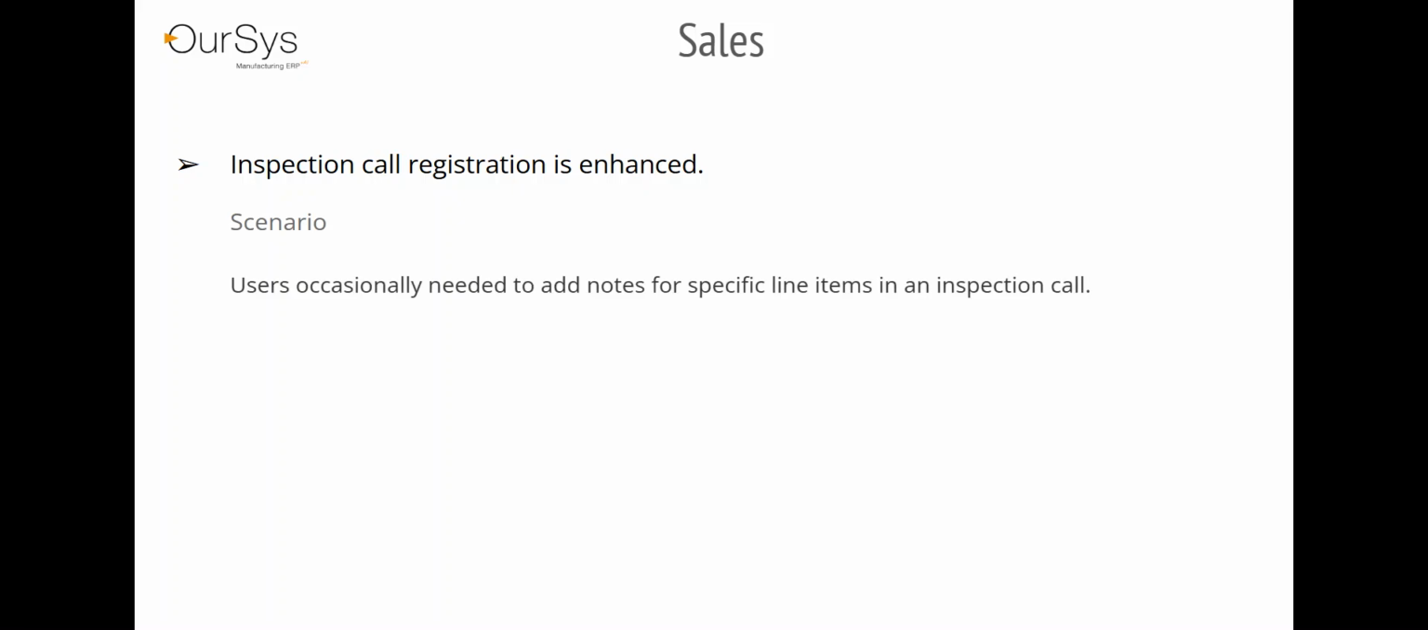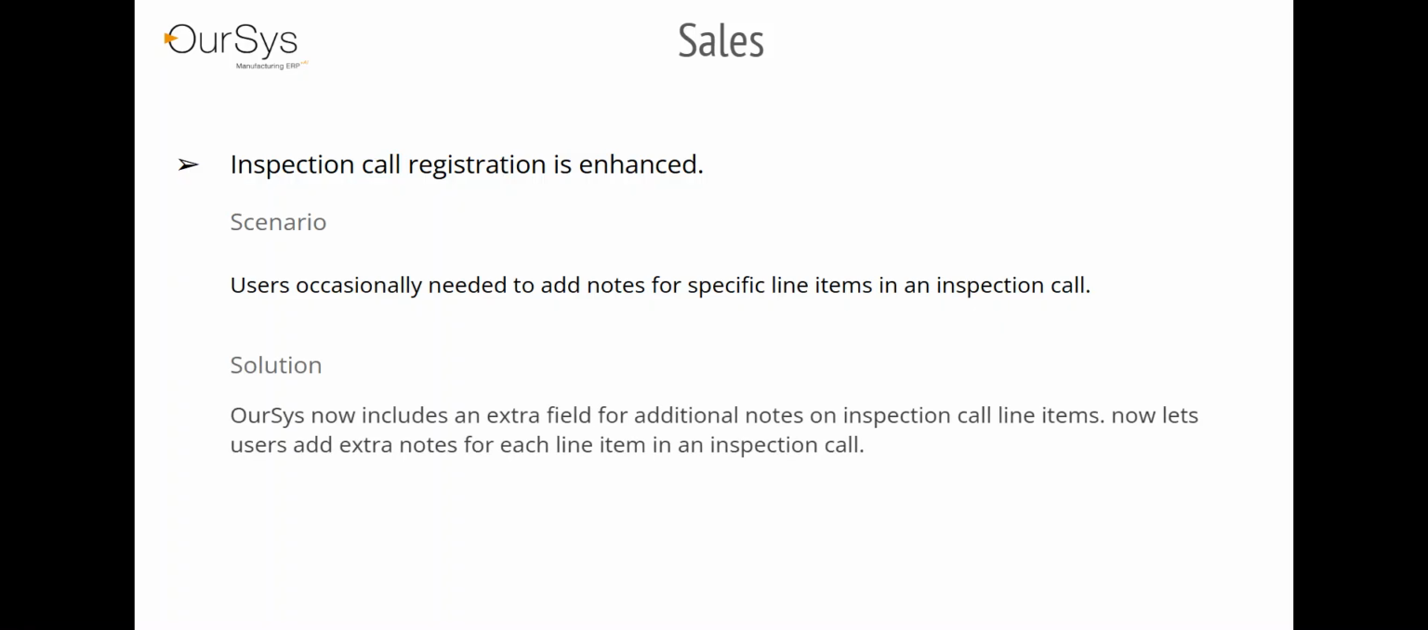So, to begin with sales, inspection call registration is now enhanced. Previously, when a user needed to add some additional note for a certain line item in the inspection call, there was no provision to record this. Now, OurSys has added a new field where you can add additional notes regarding the inspection call for the line item. So let us understand with the help of the image.